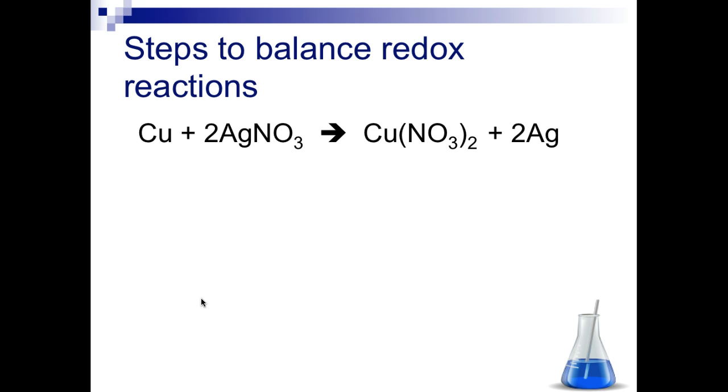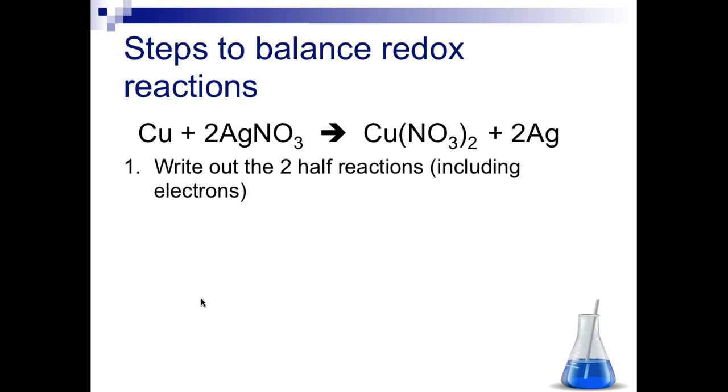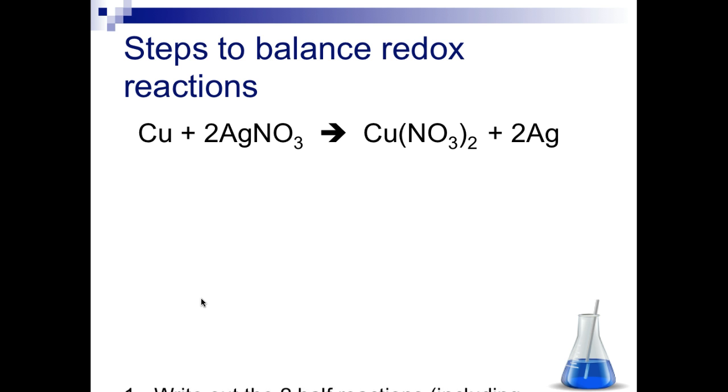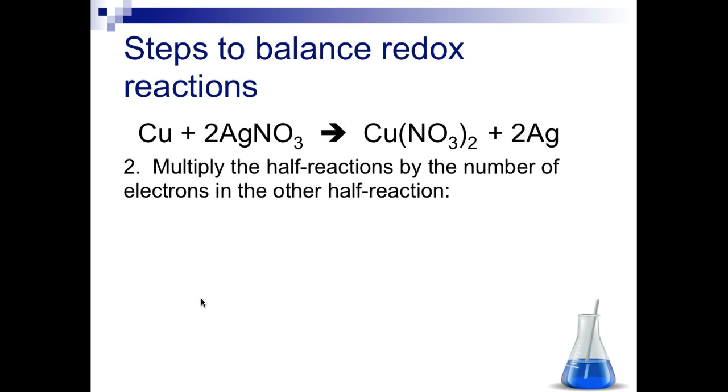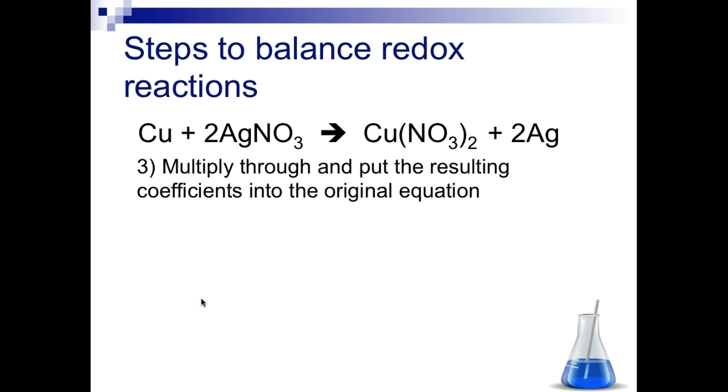Okay, so what if we wanted to balance a redox reaction? So let's look at this original equation that we looked at a couple slides ago. Write out the two half reactions, make sure to include where the electrons go, then multiply the half reactions by the number of electrons in the other half reaction. Then multiply through and put the resulting coefficients into the original equation.